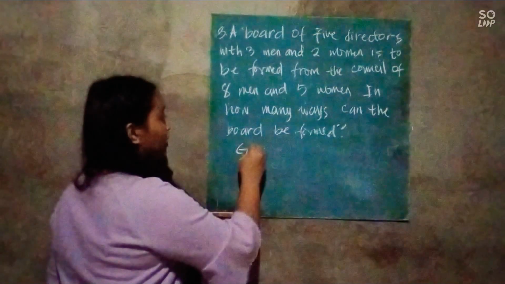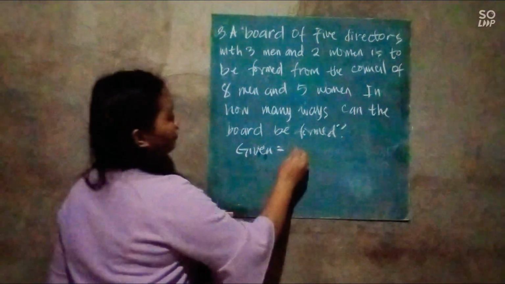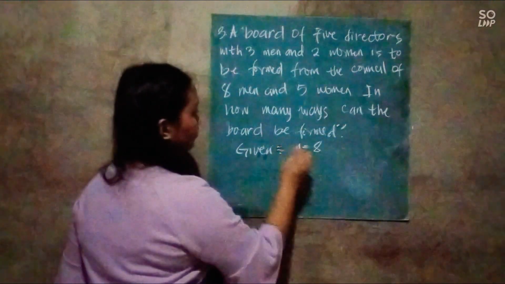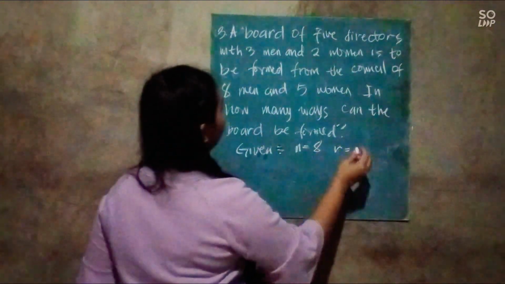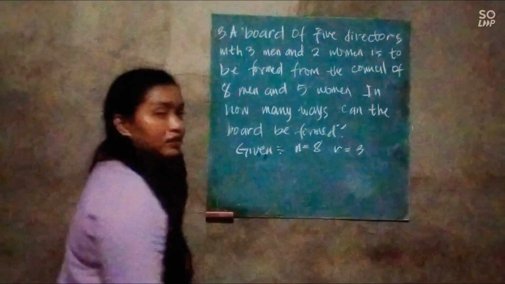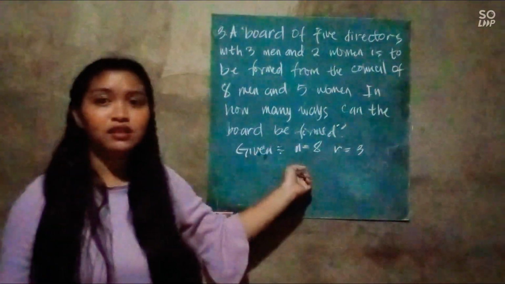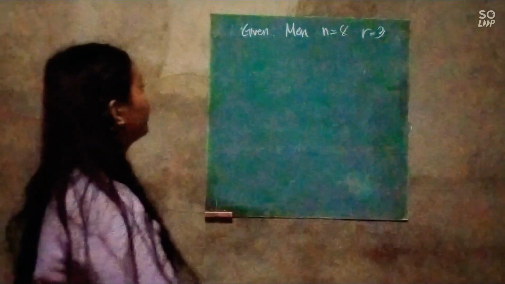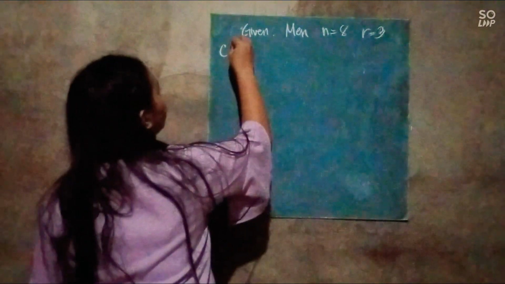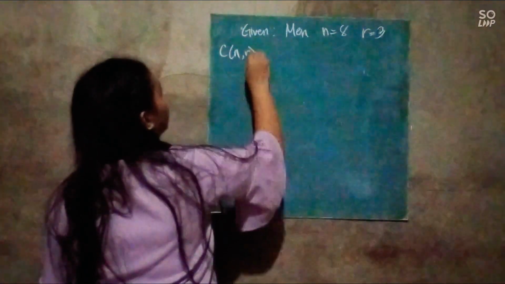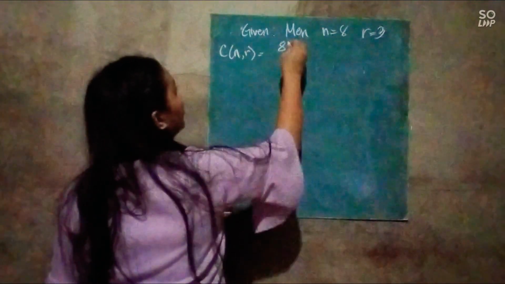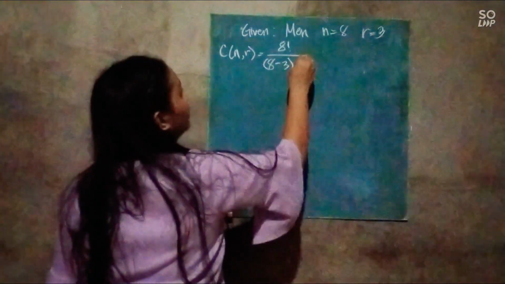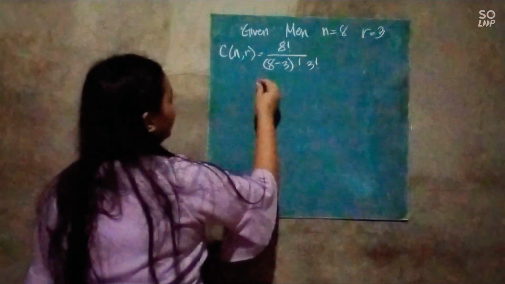So we have a given of n is equal to 8 and r is equal to 3. Again, this is the first solution for men. So using the formula, we have 8 factorial all over 8 minus 3 factorial times 3 factorial.